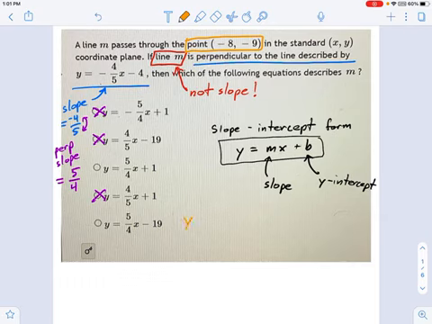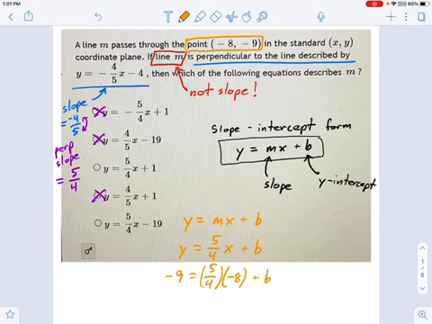So here's my equation, right? y = mx + b. And I know the slope of my equation has to be 5/4. That's the perpendicular slope we just found. Okay, so here's my new equation with everything I know plugged into it. And now let's put in the point. So that becomes -9 = 5/4 times the point x, which is -8, plus b.